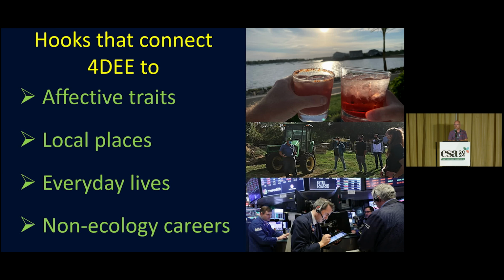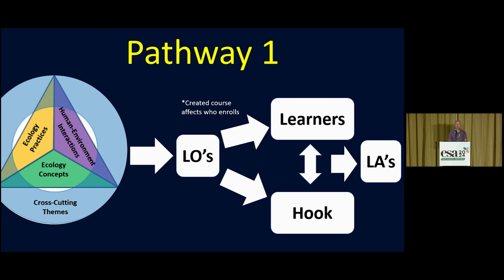Affective traits, things that are gross, maybe fun or cool or surprising. Local places, everyday lives, and of course the non-ecology careers. So I have some examples coming up for each of 3 pathways. First, thinking about 4DE influencing the learning outcomes. The learning outcomes can influence which learners are in your course at a big scale.